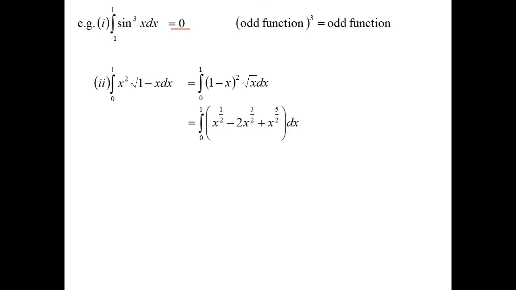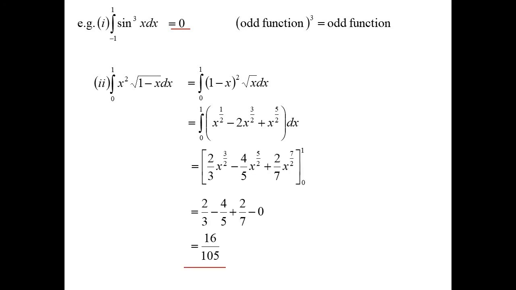So we get x^(1/2) - 2x^(3/2) + x^(5/2). Add 1 to the power, divide by the new power. Sub in 1, sub in 0. And we've got our answer. Again, we've saved ourselves a lot of time. It's a pretty specific situation. It's got to be going from 0 to some number. But you can always substitute in that number minus x for x, and it might make the calculation easier.